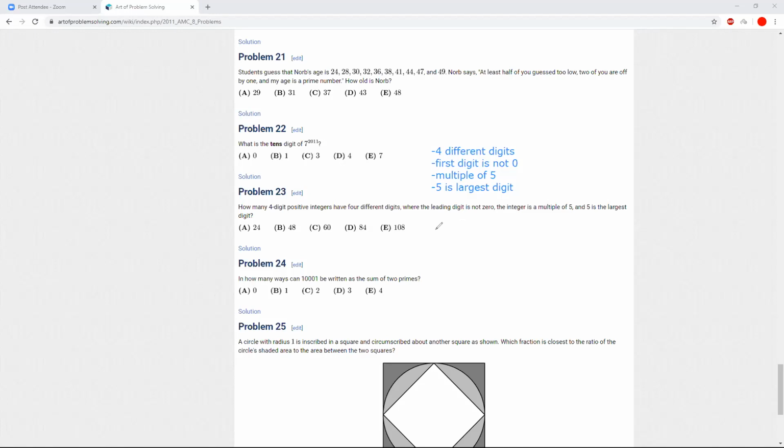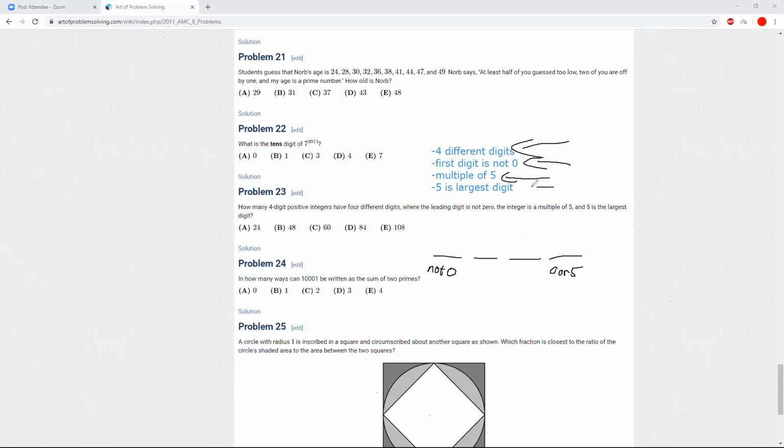First, we realize that it's a 4-digit number with 4 different digits, and that's our first condition. Our second condition is that the first digit is not 0. Then we know that it's a multiple of 5, so the last digit has to be a 0 or a 5.